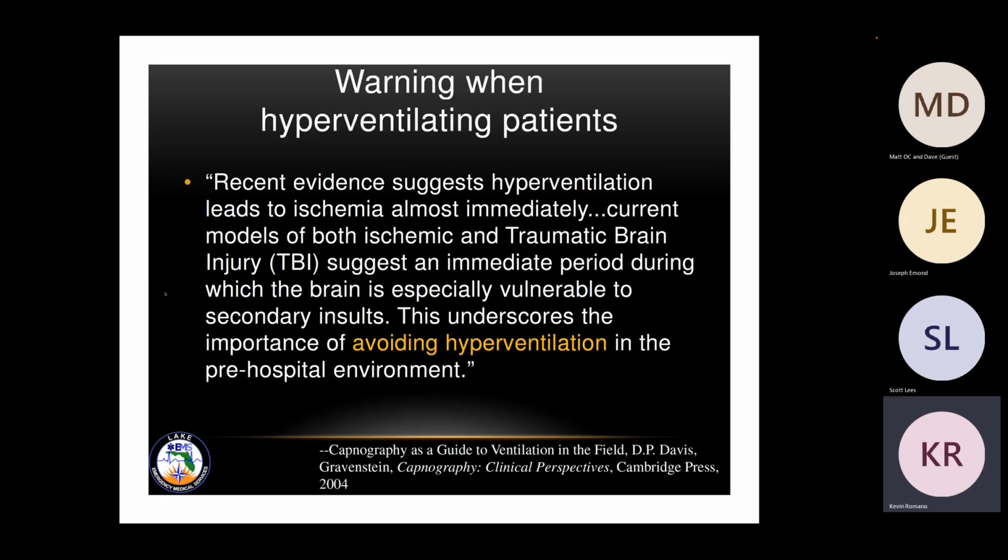So, a warning when hyperventilating patients. Recent evidence suggests hyperventilation leads to ischemia almost immediately. Current models of both ischemic and traumatic brain injury suggest an immediate period during which the brain is especially vulnerable to secondary insults. This underscores the importance of avoiding hyperventilation in the pre-hospital environment. Okay, just don't do it. Just give them normal ventilation to maintain end tidal at 35 and a good pulse oximetry, greater than 94.